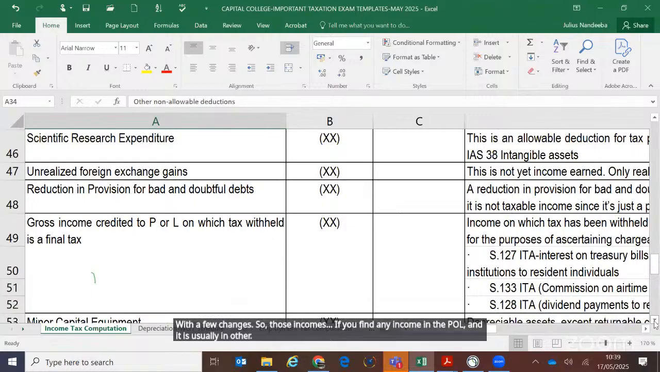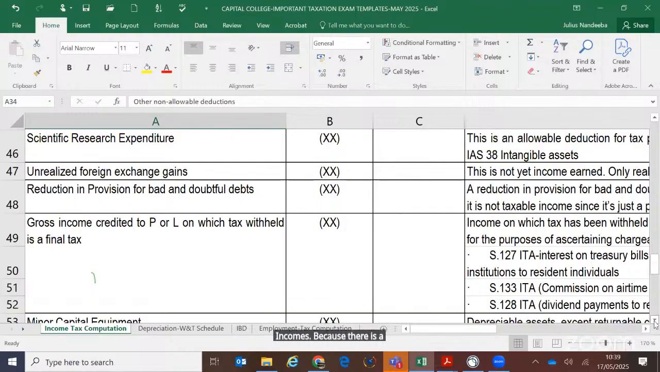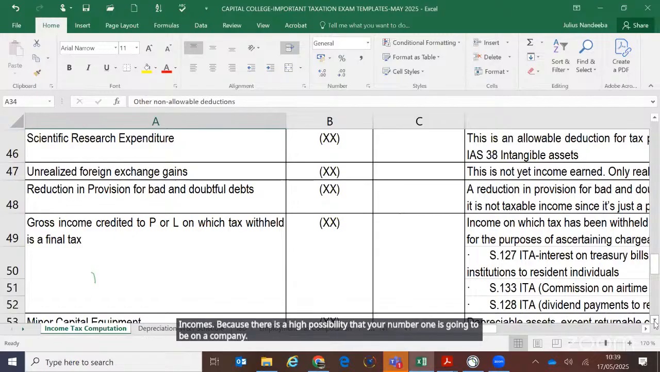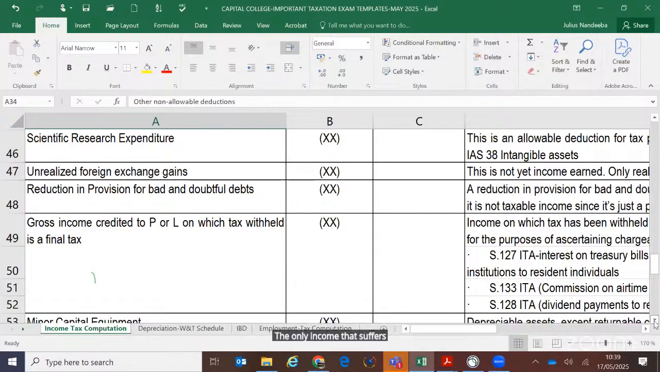So if you find any such income in the POL, and it is usually in other incomes, there is a high possibility that your number one is on a company. The only income that suffers withholding tax in the hands of a company as a final tax is interest on treasury bills and government securities. Any other income, don't touch it.